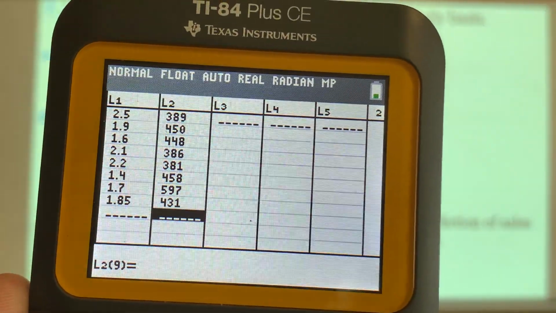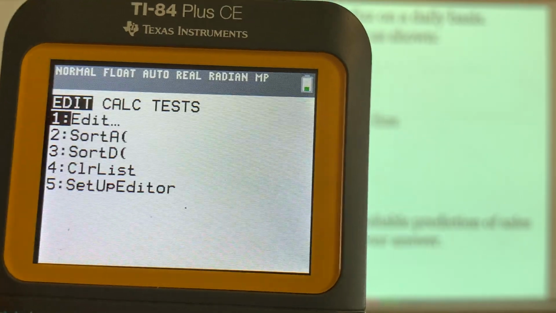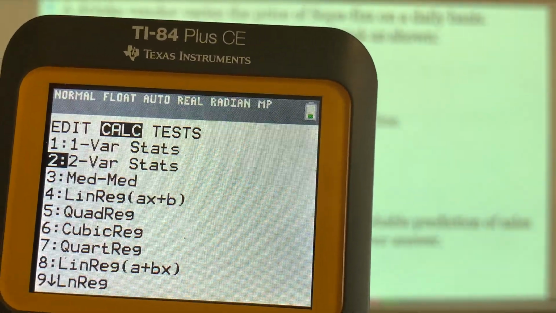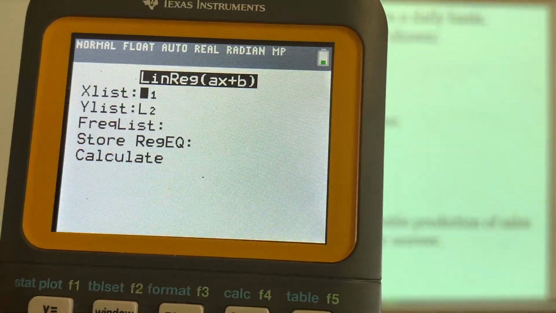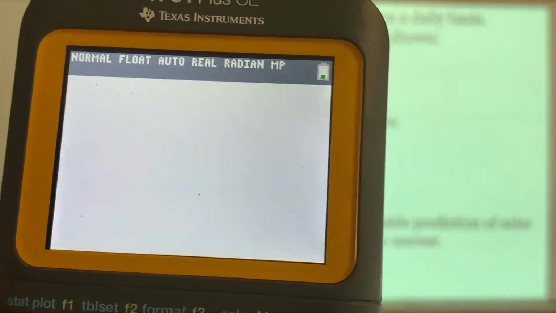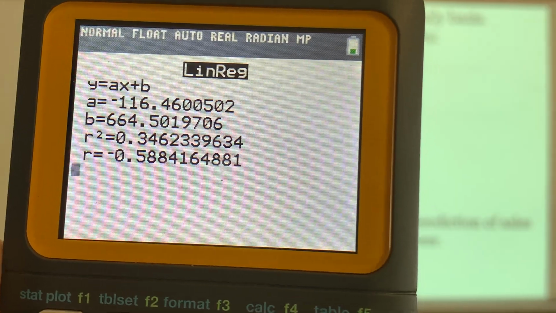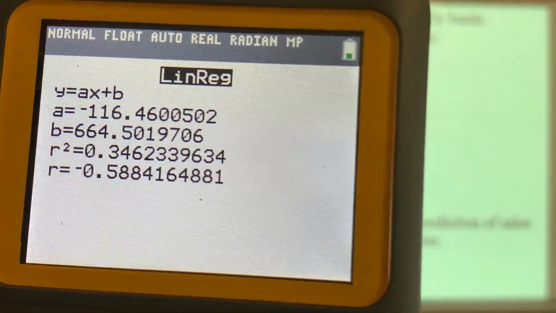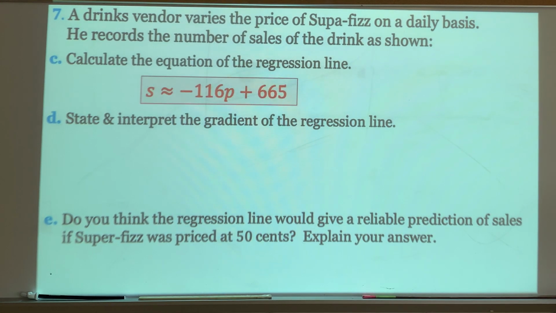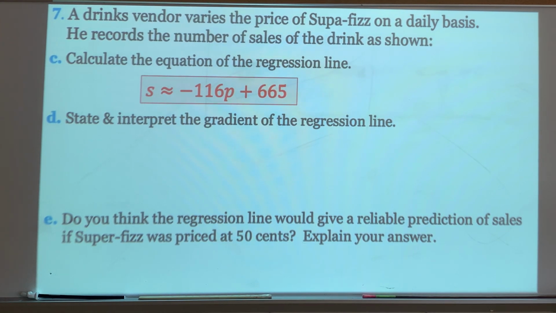Calculate the equation of the regression line. I got all my stuff in there. I'm going to stat, calc. Negative 116.46, 664.5. What do you think? Is that what you got? Negative 116. Very good. Plus 665. Notice, 3 significant figures, so I didn't need decimals.